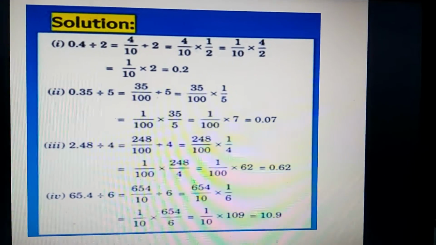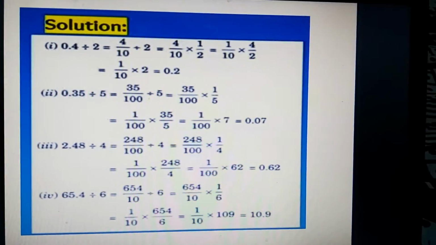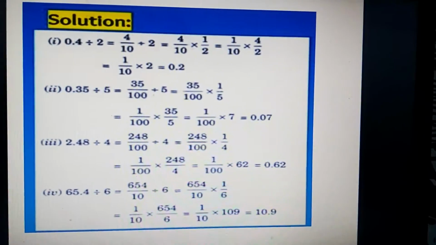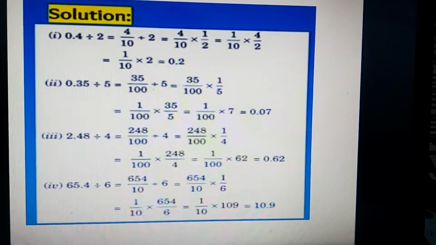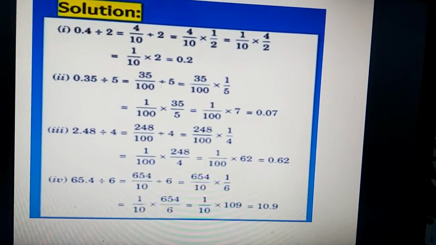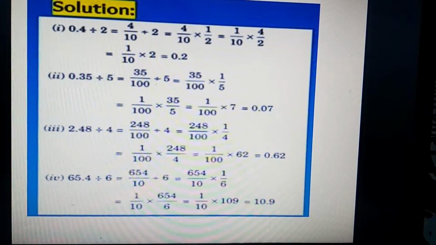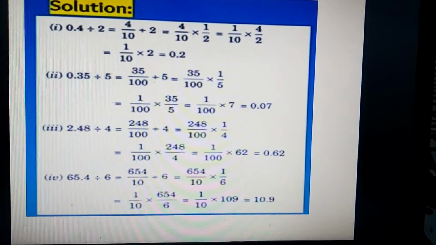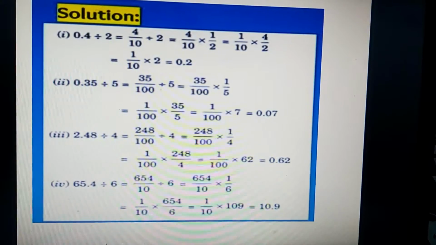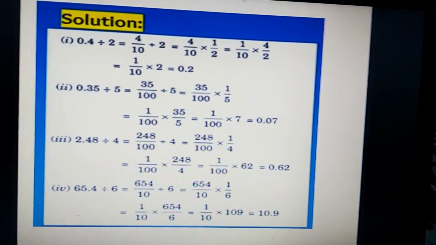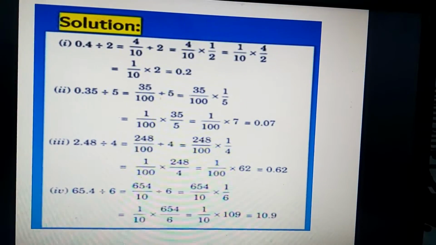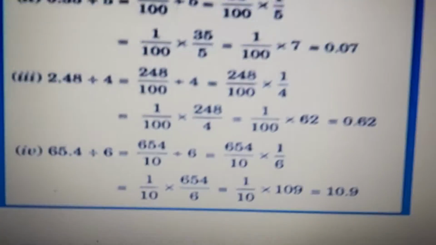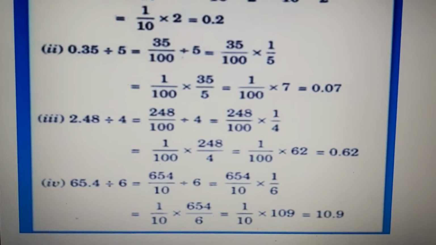Now next question is 0.35 divided by 5. So we can write 0.35 as 35 divided by 100, divided by 5. When we change the divide sign into multiplication, we can write the reciprocal of 5, that is 1 by 5. And we can cancel 35 by the 5. 5 7s are 35. So here also we can write 1 by 100 into 7. So we can write 0.07. That is the answer.